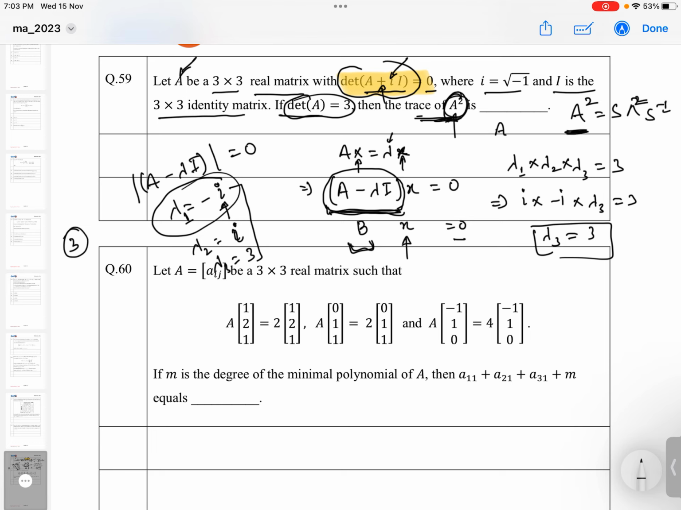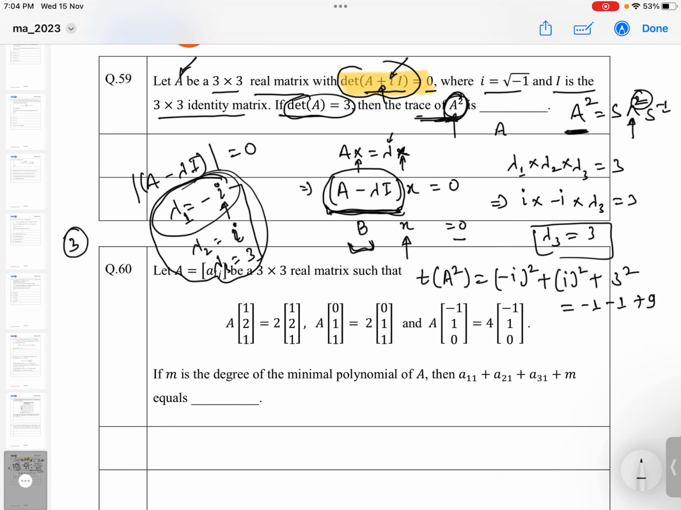So what will be the diagonal elements of A square? Simply the squares of these eigenvalues. And if we have to find the trace, then we will simply add those. So trace of A square is equal to minus I square plus I square plus 3 square. I square means minus 1, again minus 1, plus 9. So 9 minus 2, that is 7. So the correct answer for this is 7.